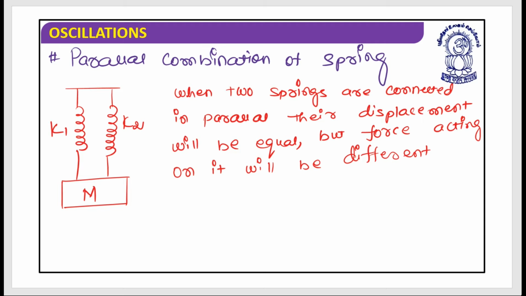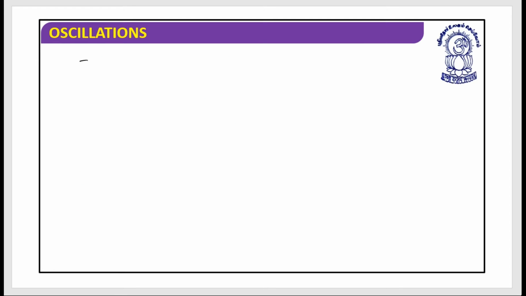So the displacement on the springs will be equal, but whatever the force that is acting on them will be different. So when the force acting on it is different, this is k1 and this is k2. If this is the situation, we have the relation F is equal to minus kx, and x1 equals x2. So let's have the total force F equal to F1 plus F2.